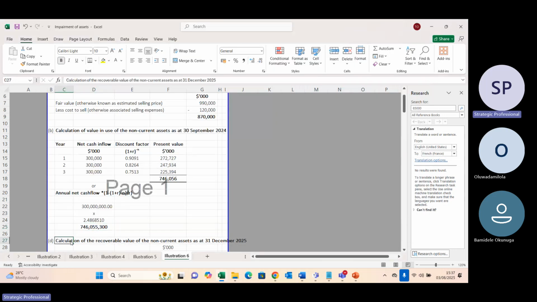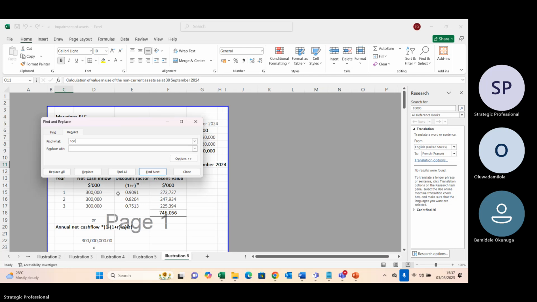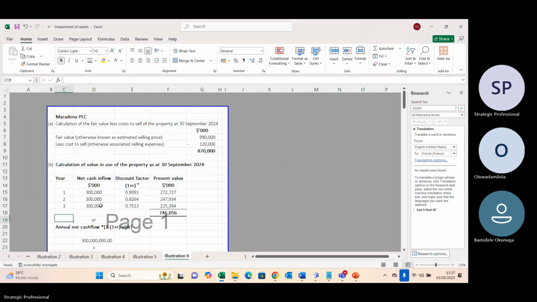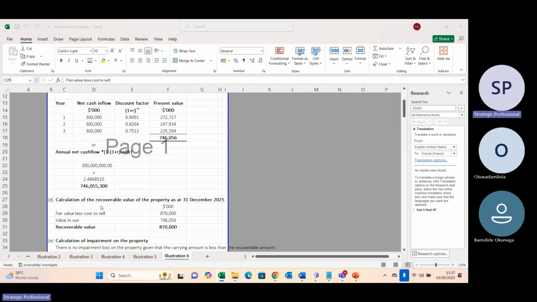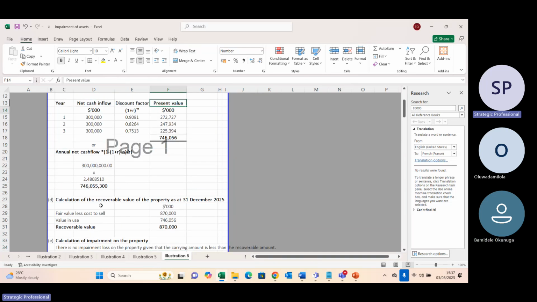Recoverable value of the property. The fair value less cost to sell is 870, right? Yes. The value in use is 746. So our recoverable value is the higher, which is 870. Yes, 870.